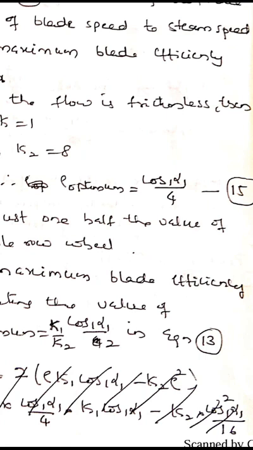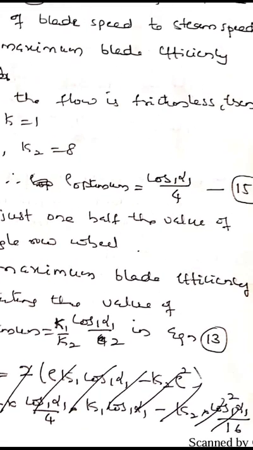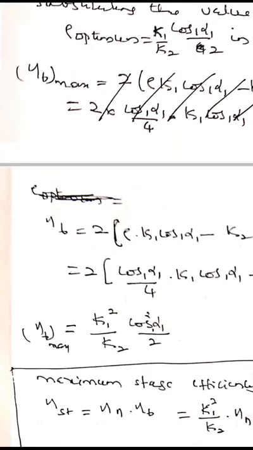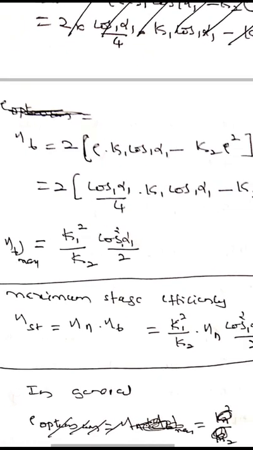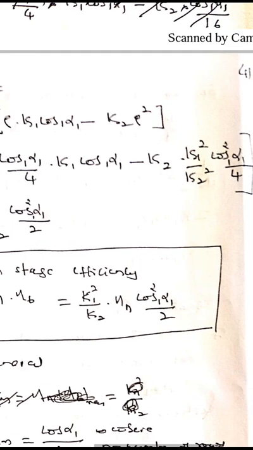Note that the optimum value of blade speed ratio for a single stage impulse turbine was cos alpha 1 by 2. Now rho optimum for a two stage impulse turbine is 1 by 2 times the optimum value for a single stage impulse turbine. Now putting rho optimum equal to cos alpha 1 by 4 in the expression for blade efficiency, we will get the maximum blade efficiency equal to K1 square by K2 into cos square alpha 1 by 2.